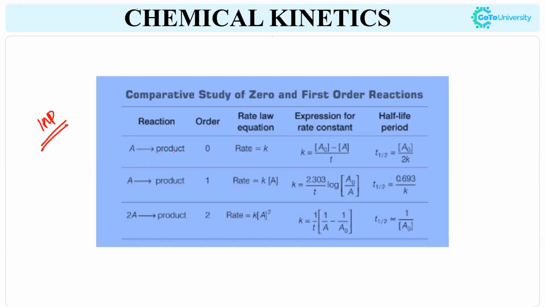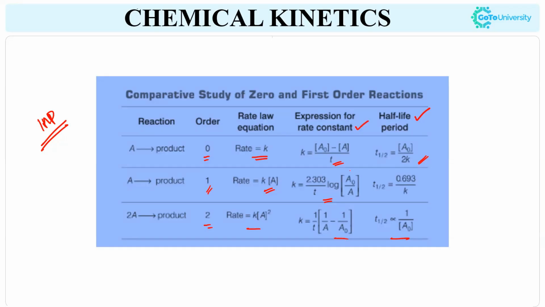So for a zero order reaction, order will be 0 and rate will be k, and the rate constant expression also we have to know, and t half. For first order, rate will be k into concentration of the reactant, and the rate constant has another equation: 2.303 by t logarithm of initial concentration by final concentration, and t half is equal to 0.693 by k. And for second order reaction also it is different. These equations for the calculation of half-life and rate constant are very important.